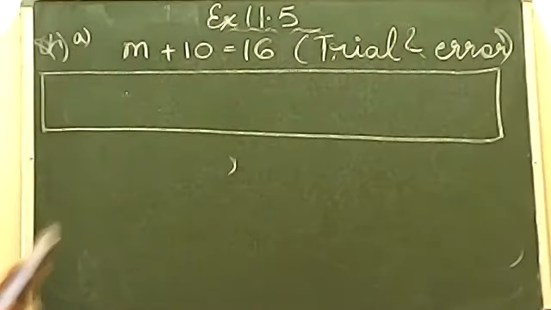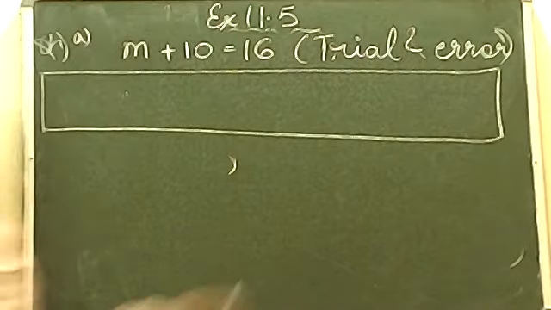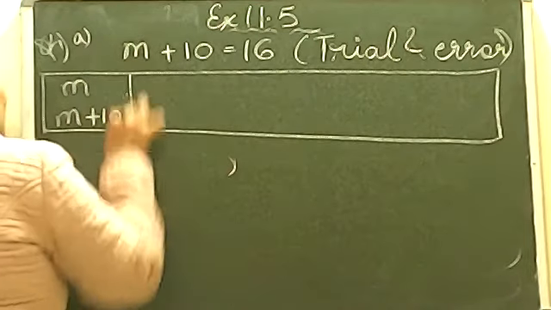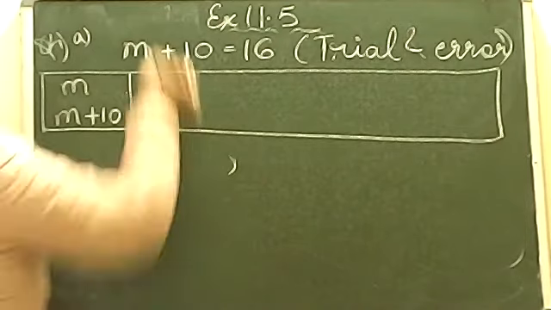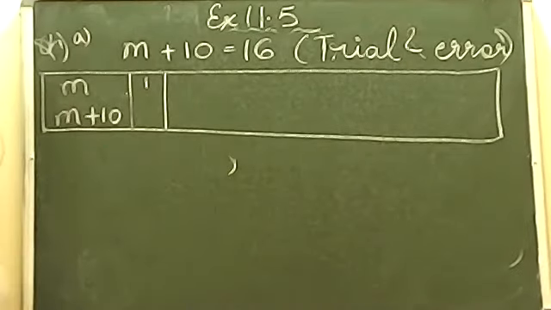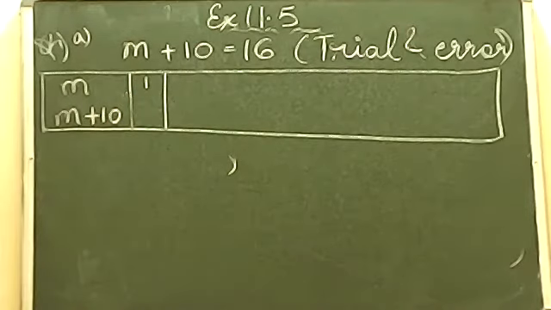What is trial and error? Trial means how many times you are trying, and error means as many times as you make mistakes, you keep trying, until you get the right answer. So this method is known as the trial and error method. You can see here m is written, and below it m plus 10. Now I am asking you, please reply to me. If in place of m I write 1, what will you get as m plus 10?